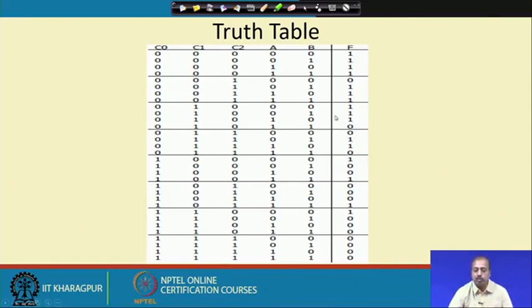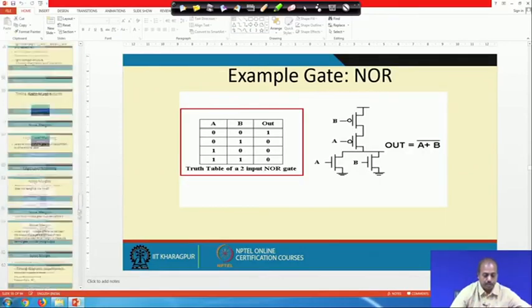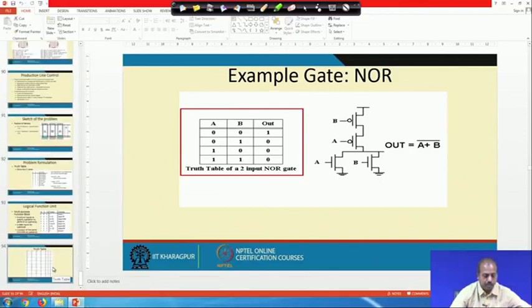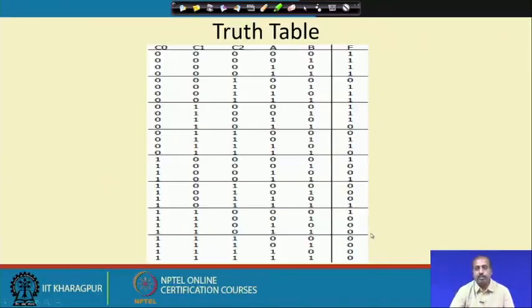This way you can draw the truth table, and after you have made the truth table, you can do a logic minimization to get an expression for f in terms of C 0, C 1, C 2, A and B. The final circuit is not shown here, but you can always do some logic minimization and get the digital circuit implemented in terms of C 0, C 1, C 2, A and B.